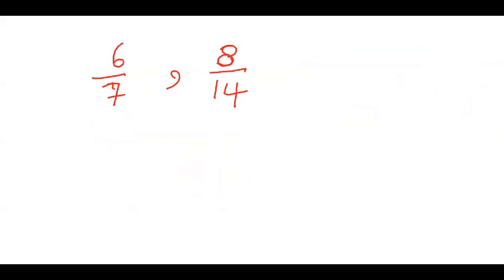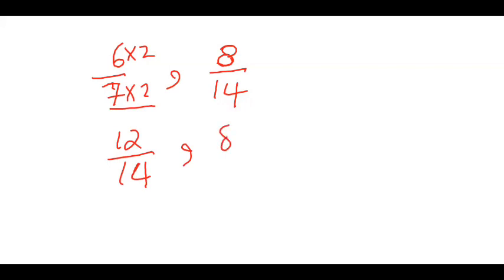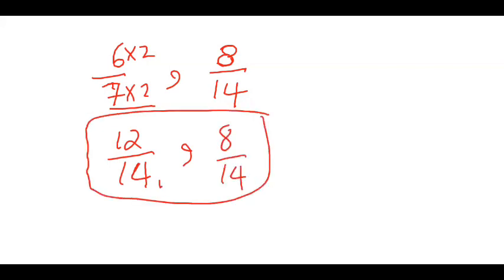7 times 2 is equal to 14, right? So we first do 6 times 2, which is 12. So 12 over 14, comma, 8 over 14. Keep the 14 as it is, because we have like fractions now.